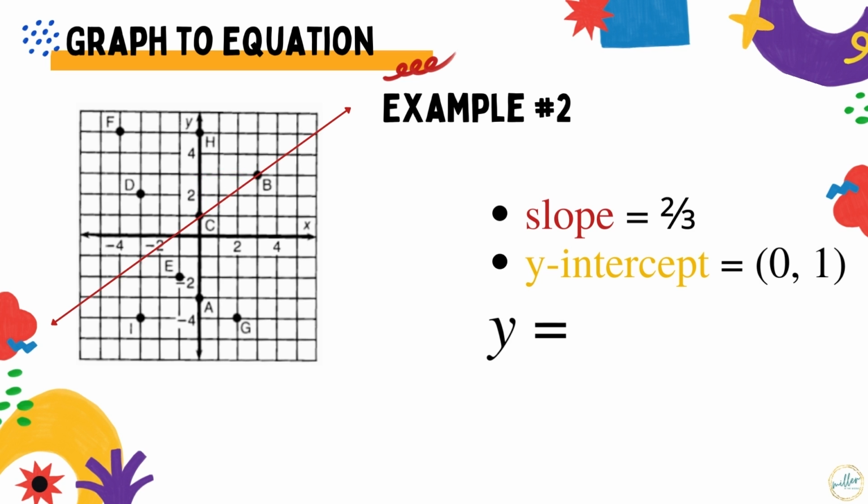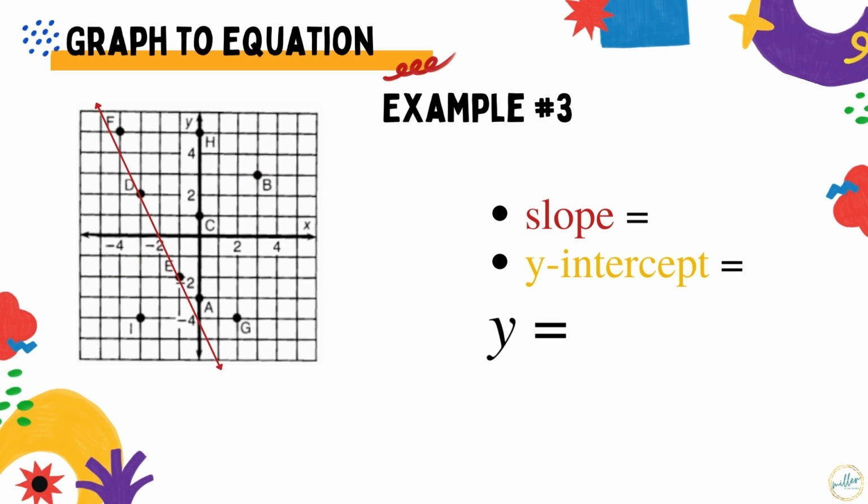And the y-intercept is at the point C. That point is (0, 1). So we'll use the 1 for the equation. Our equation is y equals 2/3 x plus 1. Notice the positive 1 because it's above the origin, or (0, 0). We use positive, or plus 1. The line in example 1 crossed the y-axis below the origin, below (0, 0). So we used negative in that situation.